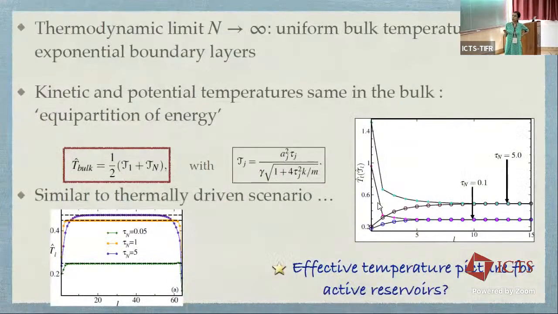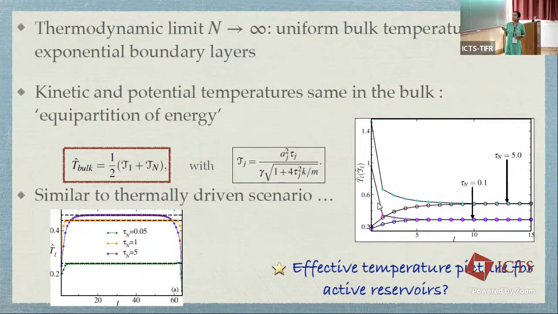It turns out that in the thermodynamic limit, in the bulk of the system, these two are the same. So there is some sort of an equipartition of energy. The kinetic temperature and the potential temperature are the same in the bulk, although near the boundary they show different behavior. Moreover, this bulk temperature is of this form: half of some quantity, which I'm calling curly T, T1 plus Tn, where this T1 depends only on tau 1 of the left reservoir parameters and Tn on the right reservoir parameters.